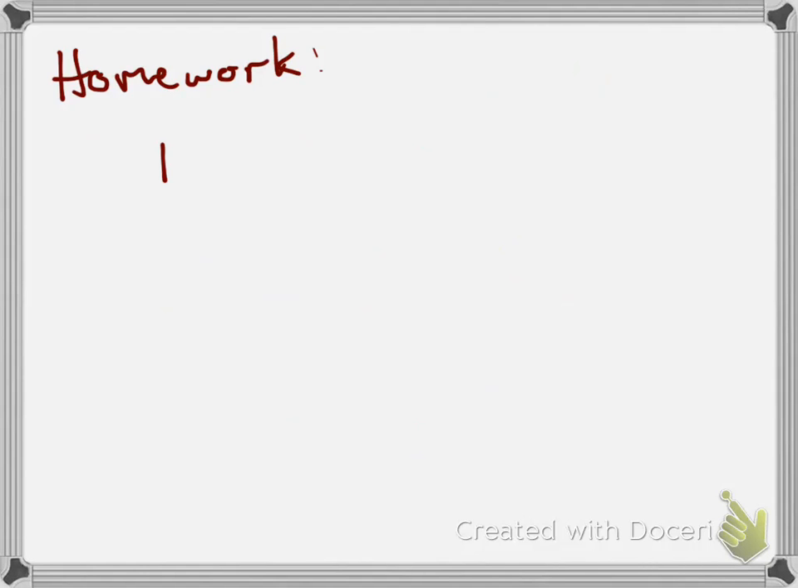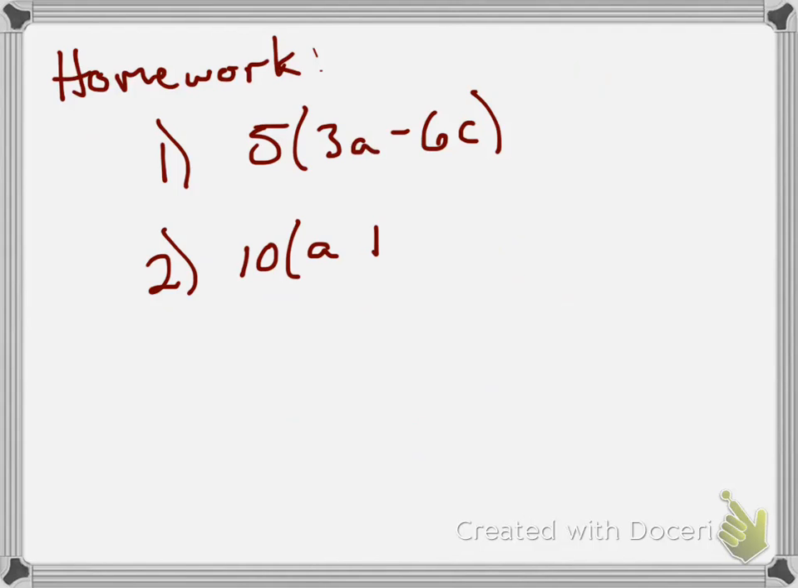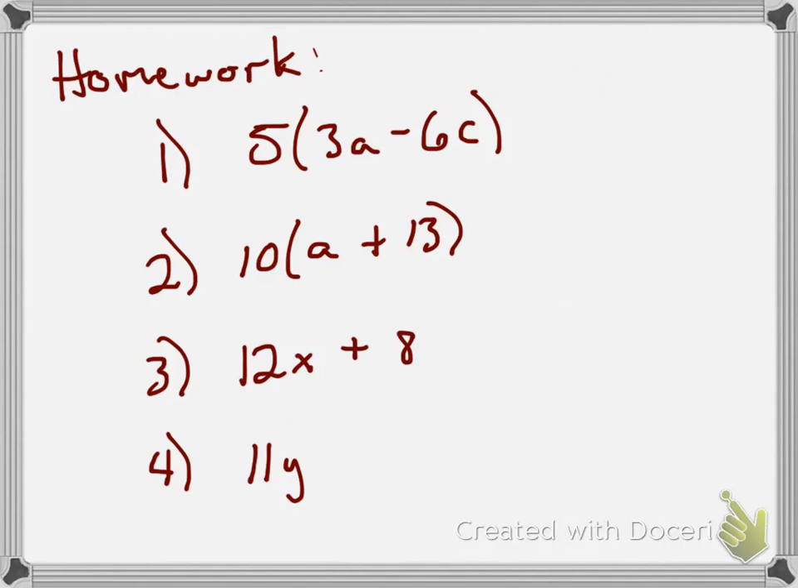I'm now going to give you some homework to come in tomorrow in class with the answers written down. Okay, the first problem, solve it, 5 times 3a minus 6c. The second problem is going to be 10 times the parentheses of a plus 13. So I want you to use the distributive property for 1 and 2. And for 3 and 4, I want you to factor both of those. 12x plus 8 for number 3, and number 4 is 11y plus 13y.